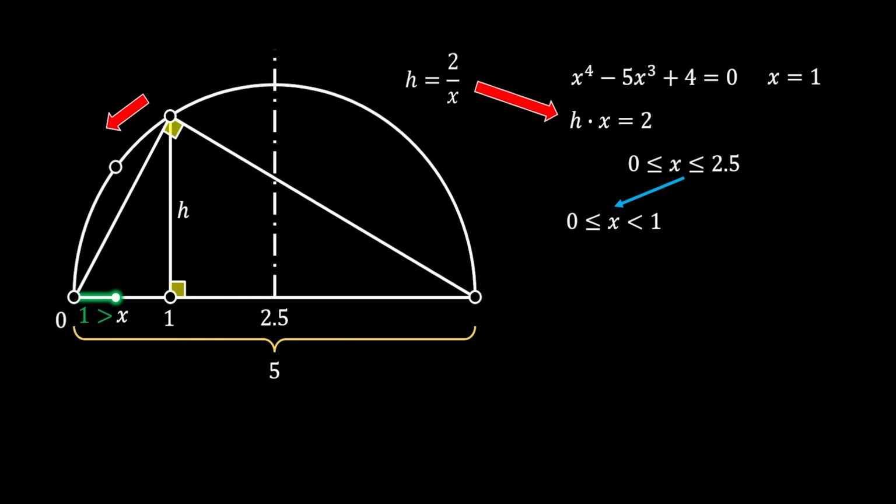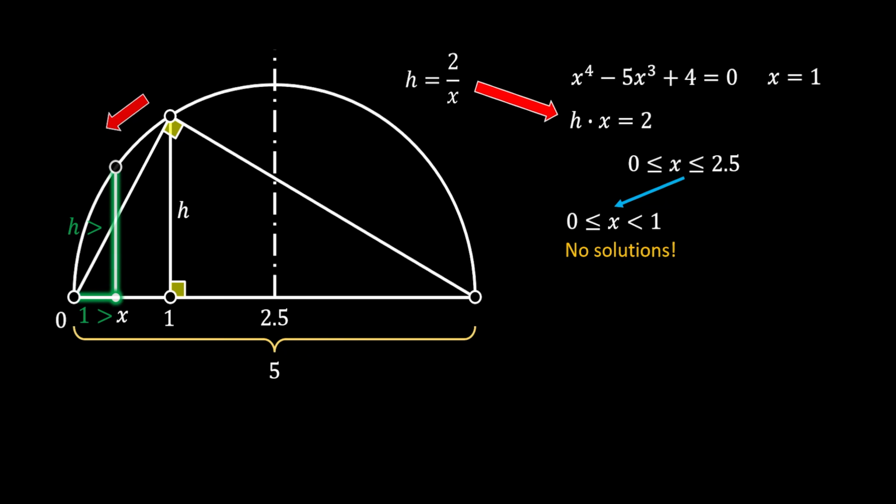But what happens to the height? Well, actually the height for this point is also lesser than h. So, since h decreases and x decreases as well, this means that there are no possible solutions in this interval. Why? Because as we said before, x times h must have the value of 2. So, if we decrease both values, this will not be possible.